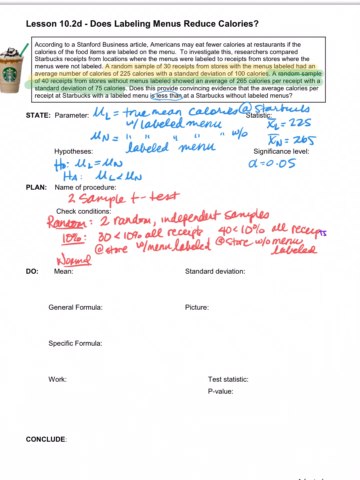Is the CLT our friend here? Yes, it is. So we could just say 30 is greater than or equal to 30, so by CLT, we're good. 40 is greater than or equal to 30, so by CLT, we're good.